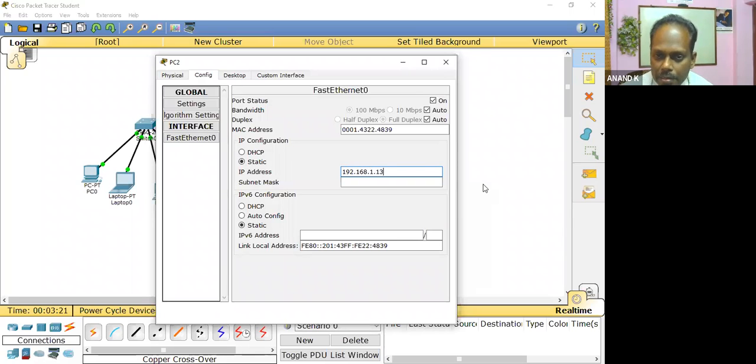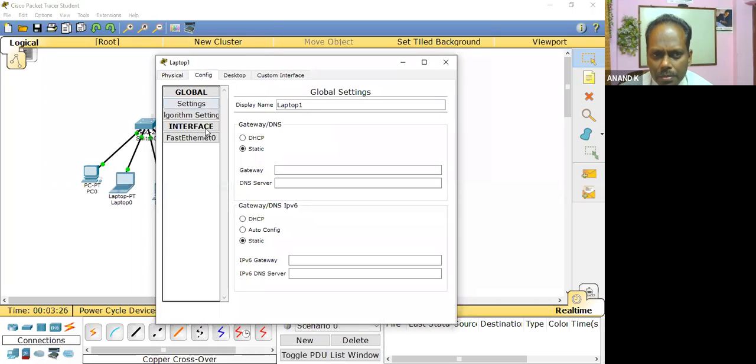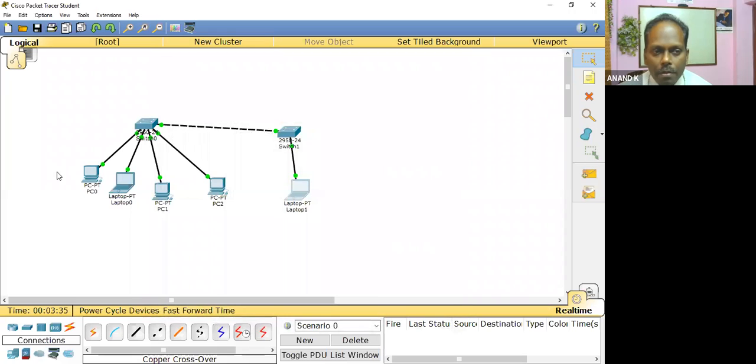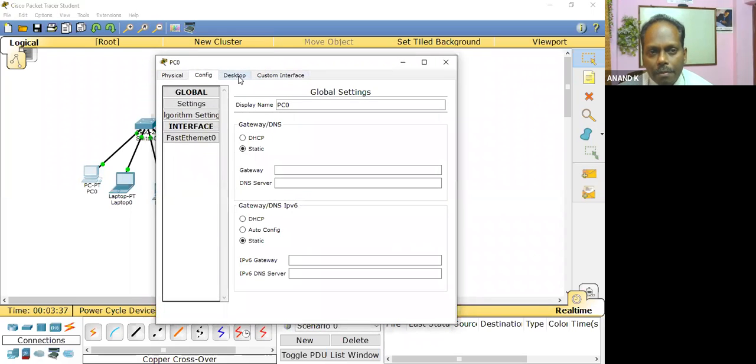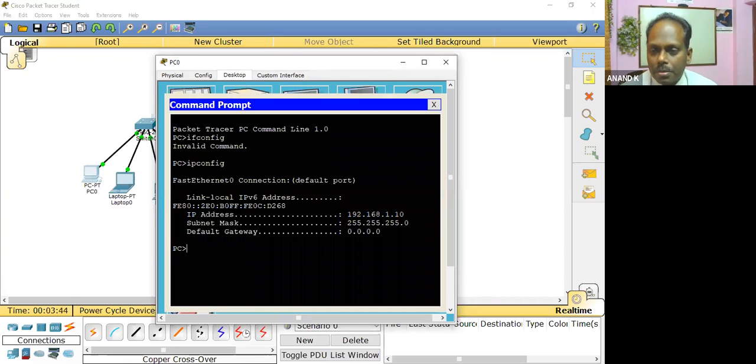192.168.1.13, and the net mask is 255. This one I may give 1.20, something else, because I am in a different switch. Okay, I have configured. Now, if I take this desktop and open a command prompt and say ipconfig, I can see my IP address is 1.10.